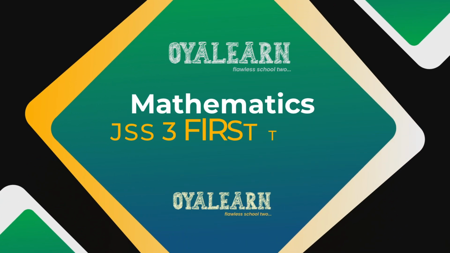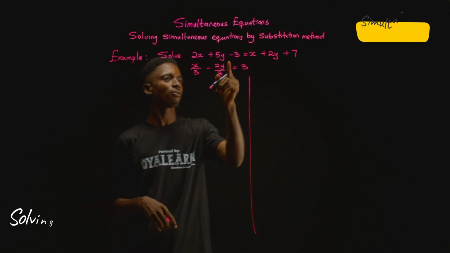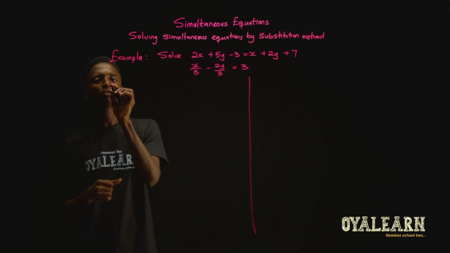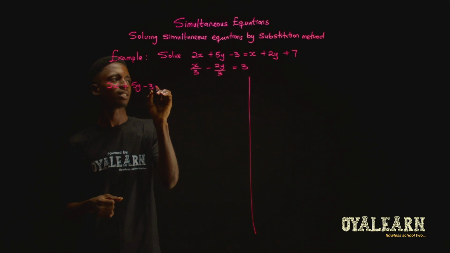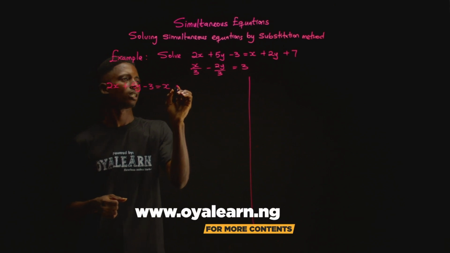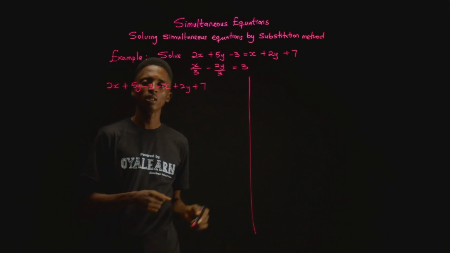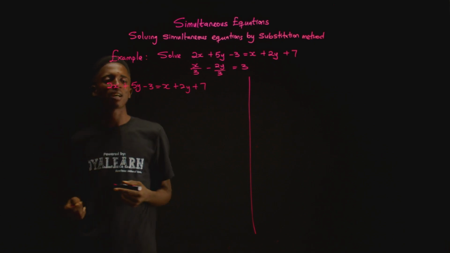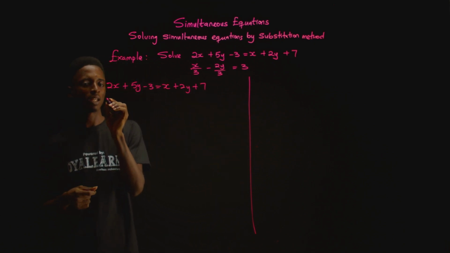Solve this equation. We'll rewrite the first line of the equation. So in the first line we have 2x plus 5y minus 3 equals x plus 2y plus 7. And to do this, we call x and y to the left-hand side and take the constants to the right-hand side. So we are collecting like terms.